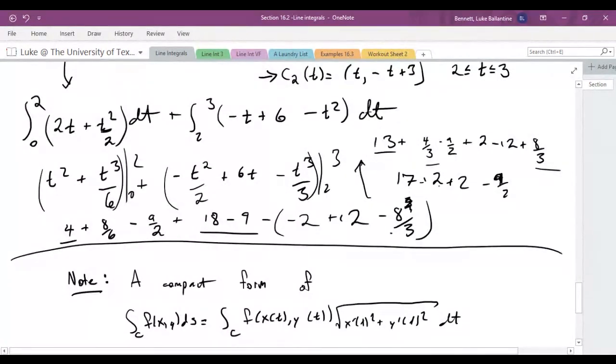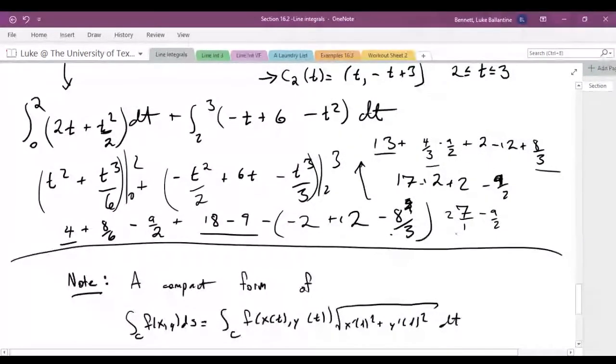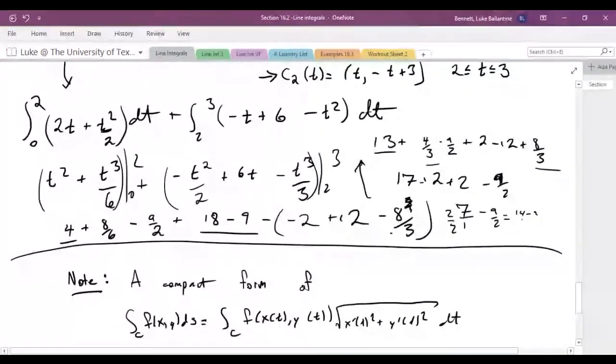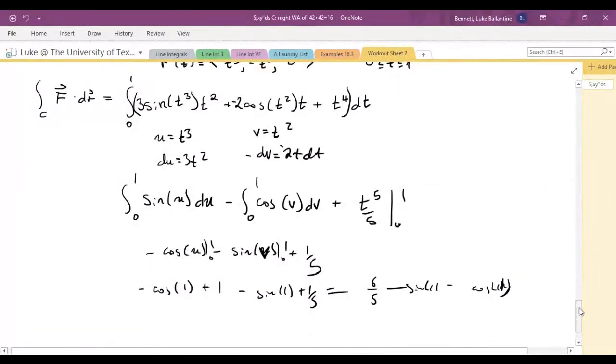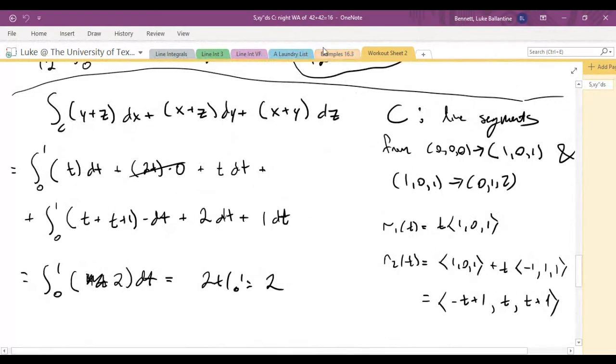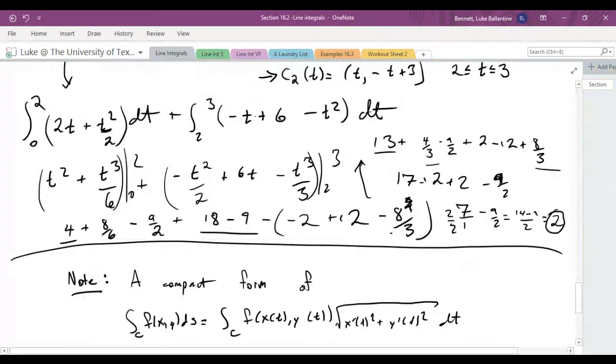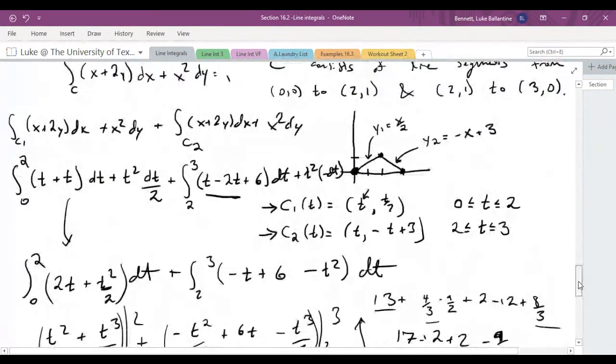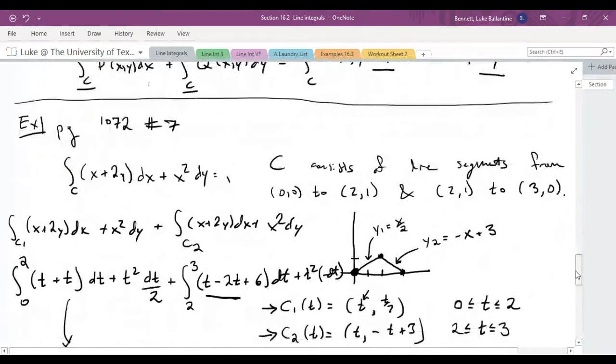17 minus 12 is 5. 5 plus 2 is 7. Minus 9 over 2. 14 minus 9 over 2. I'm getting 2. Is that right? Yeah, I think that's right. Let me check. Yeah, 2 is correct. Oh yeah, it's just a little bit calculation heavy since we have 2 curves.